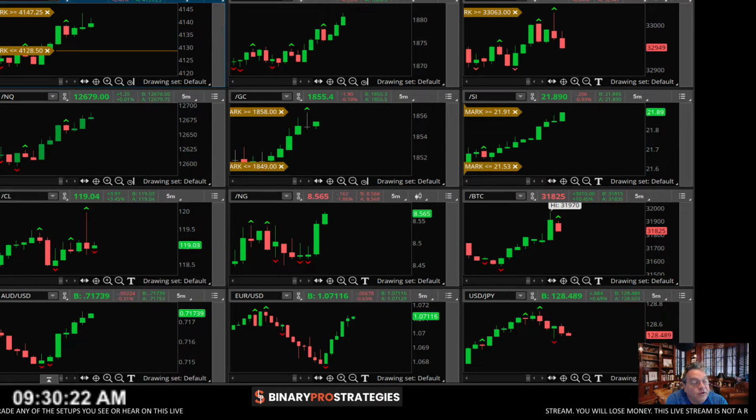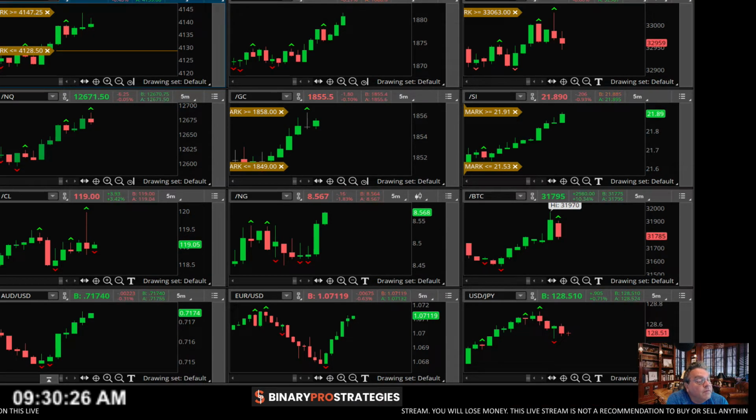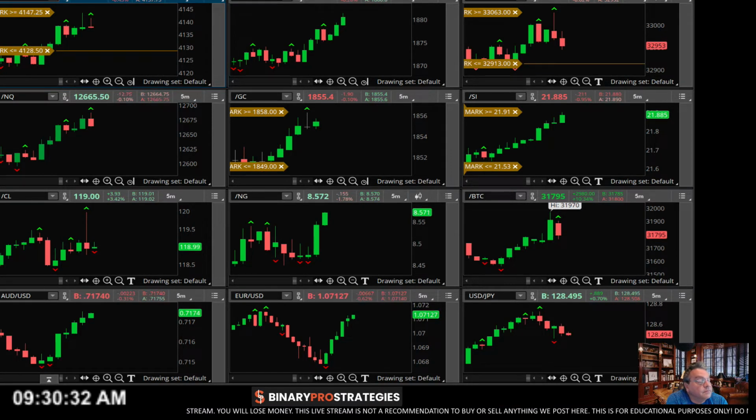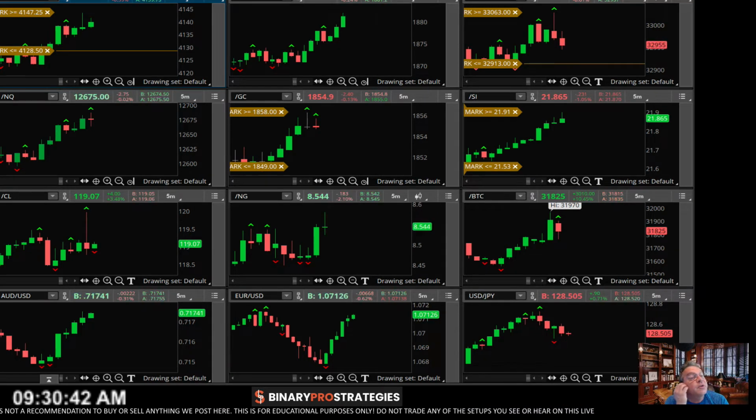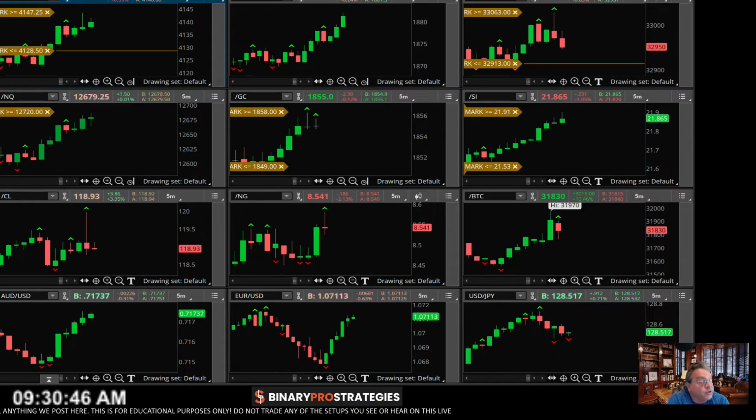Give you a target on NQ. NQ target's going to be 12720. See, this is what I'm talking about. It gets kind of crazy when they're all hitting at the same time. 12720. Reversal on NQ, which is your mini NASDAQ, is going to reverse at 12607.5.